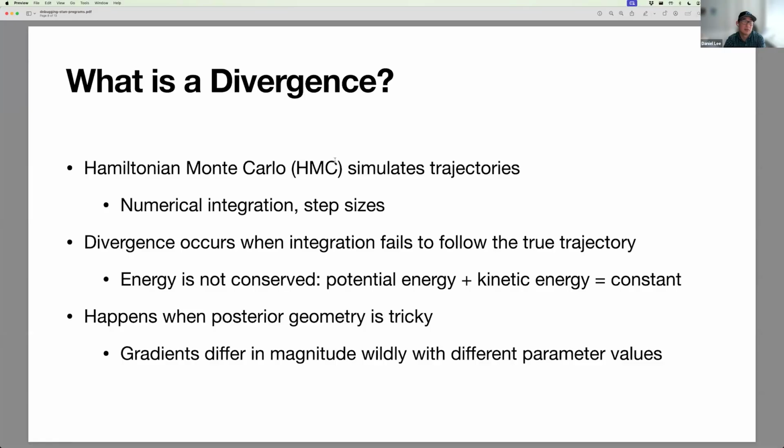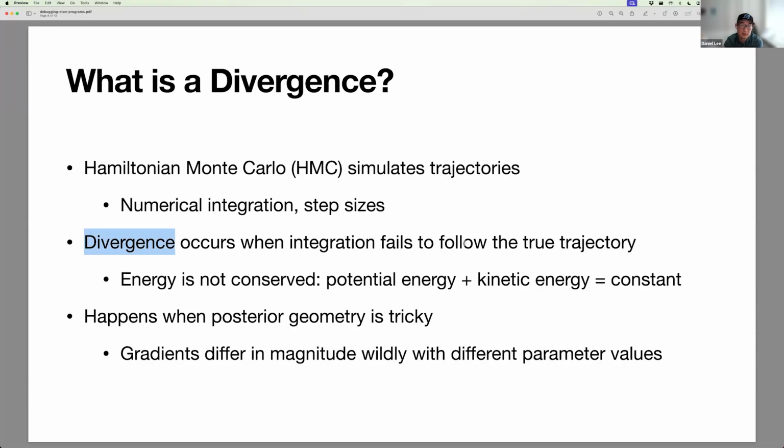How Hamiltonian Monte Carlo and the no-U-turn sampler simulate trajectories is they do numerical integration. It takes small steps. It tries to adapt a step size, so it estimates a step size to take, and then it takes steps in that direction according to the gradient and using the kinetic energy and the potential energy. The divergence occurs when this integration fails to follow the true trajectory.